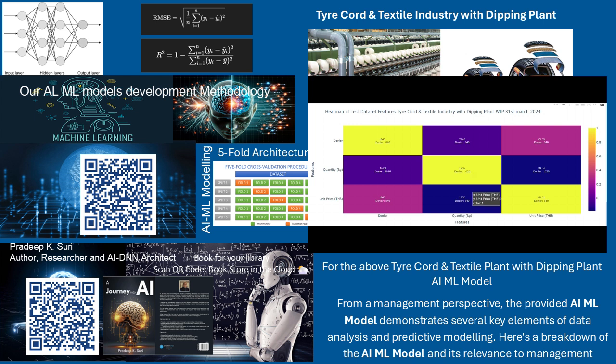Specific use cases in this context. Identifying key drivers: understanding the correlation between denier, quantity, and unit price can help identify key factors influencing production costs or pricing strategies. Optimizing inventory: analyzing the relationship between quantity and unit price can inform inventory management decisions. Predictive modeling: correlations can be used as input features for predictive models to forecast trends or optimize processes.